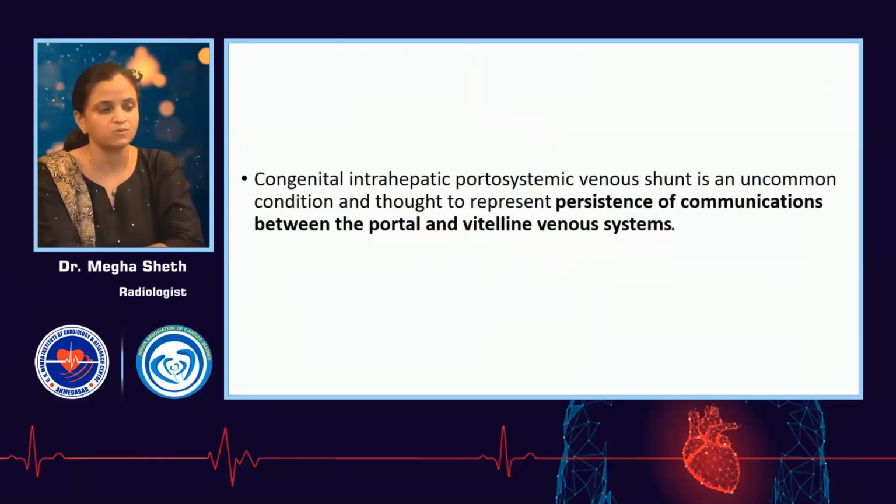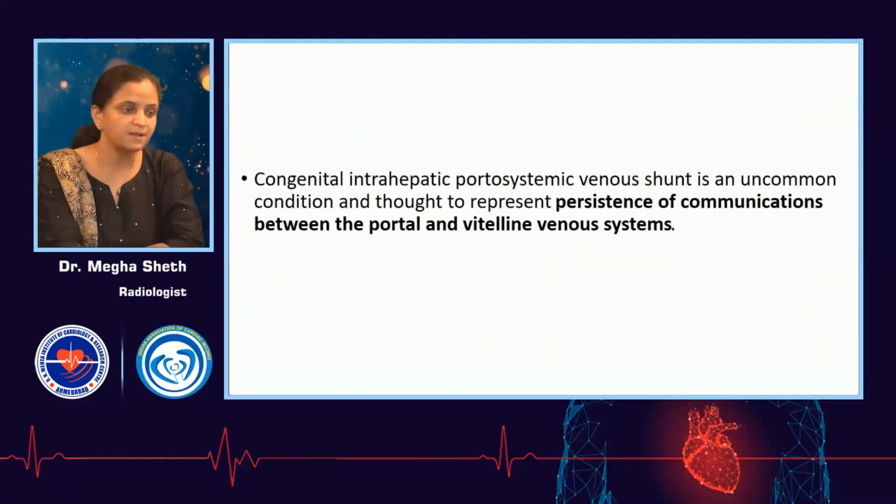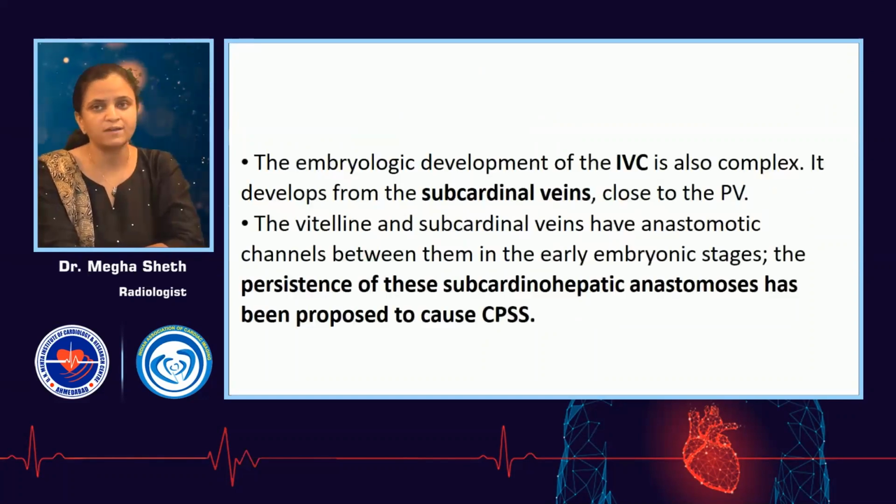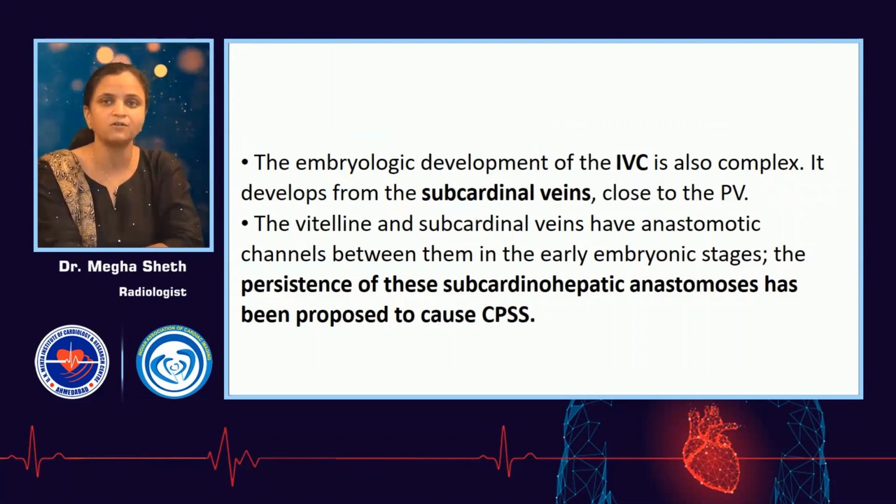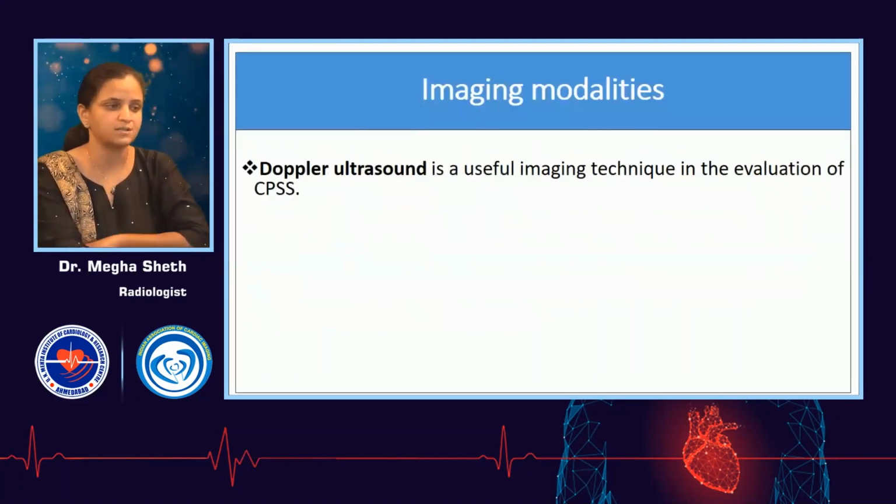Okay, so any aberration in this selective involution process or any persistence of abnormal communications results in development of congenital portosystemic shunts. Similarly, the development of IVC is also complex. IVC develops from subcardinal veins, also in close relation with the portal vein. So any abnormal persistence of these fetal communications also results in development of congenital portosystemic shunts.